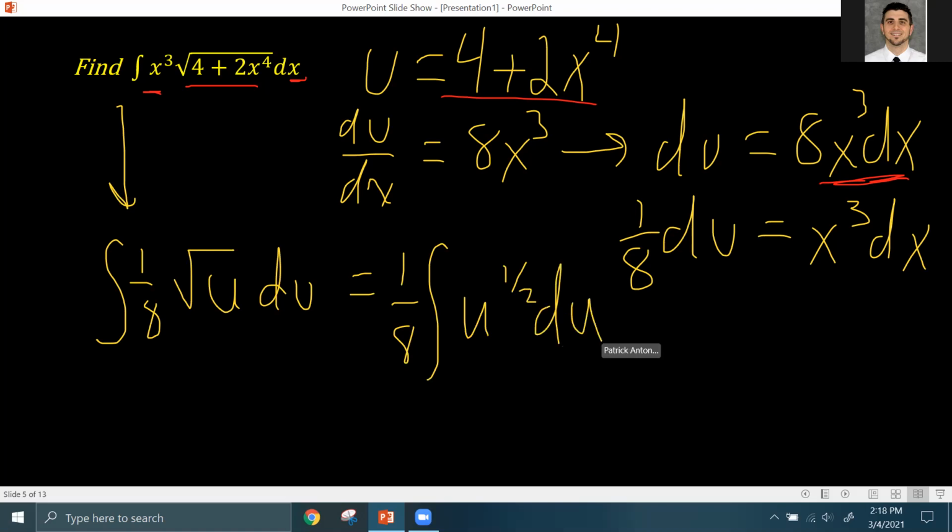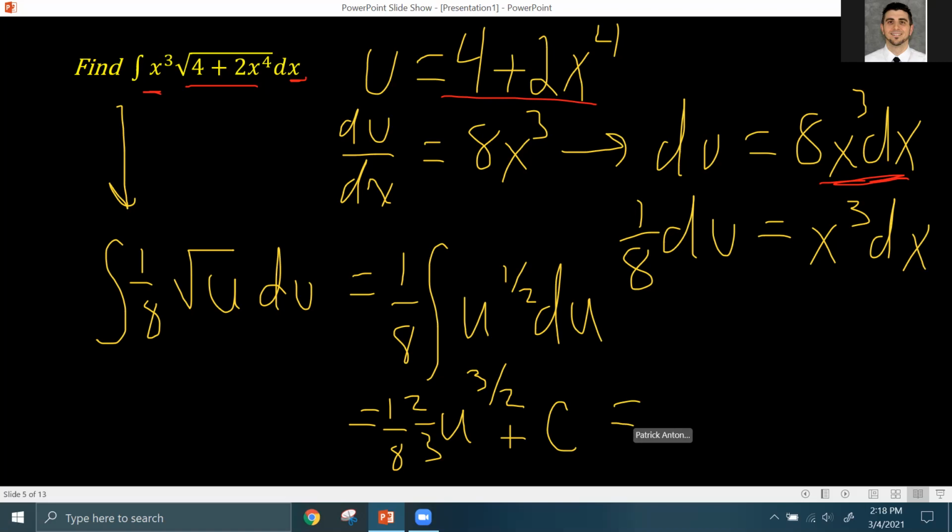Now, so far up to this point, I haven't done too much calculus except for getting the derivative of the 4 plus 2x to the 4th. Here is where we want to do the antiderivative. The antiderivative of u to the 1/2, you add 1 to the exponent, multiply by the reciprocal of the new exponent, and don't forget that 1/8 that was already out front, and remember your plus c.